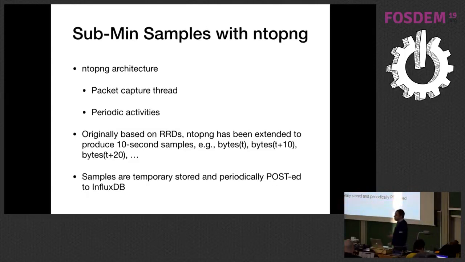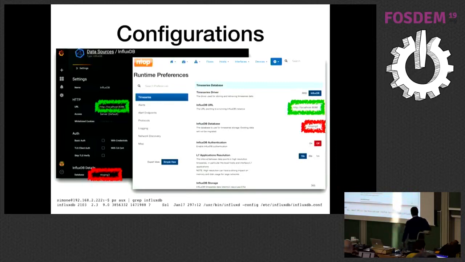So how easy is it to set up and configure ntopng to generate 10-second samples of your traffic using InfluxDB? Well, it's pretty easy because you just visit the configuration. I'm going to show you a quick demonstration in a while. You just visit the preferences of ntopng, you set up the URL of InfluxDB and a database name, and you are done. ntopng will start pushing data into InfluxDB.